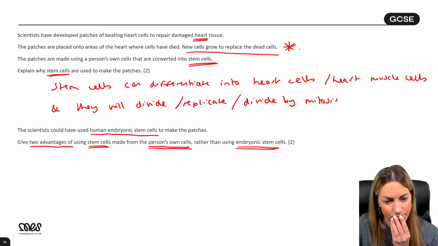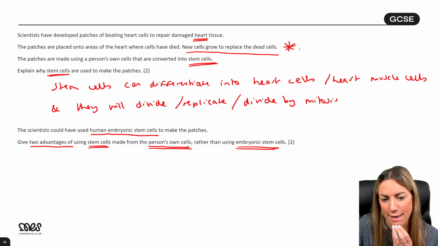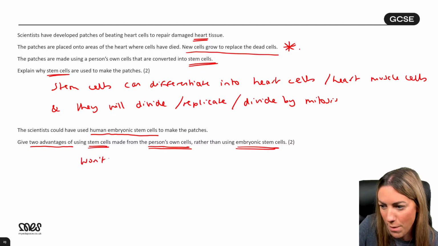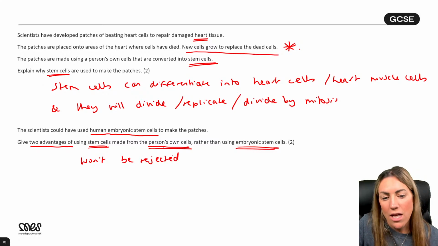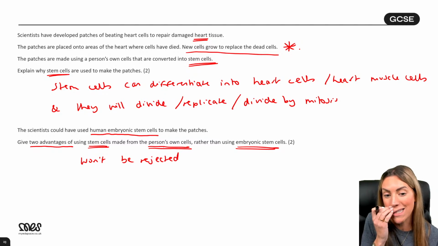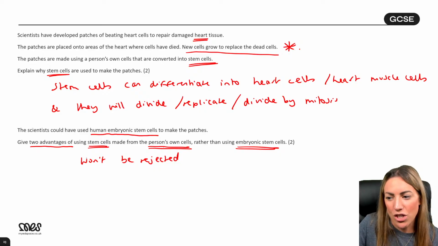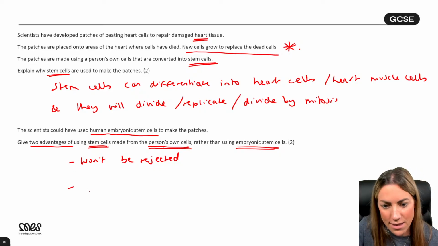You're talking about bone marrow stem cells. Bone marrow stem cells can only differentiate into blood cells. Okay, top answer, I think, in the chat: won't be rejected because they were using the patient's own cells as stem cells, so they won't be rejected. If you use embryonic stem cells from a different embryo, it doesn't have the same DNA, so it could definitely be rejected by the person's immune system.